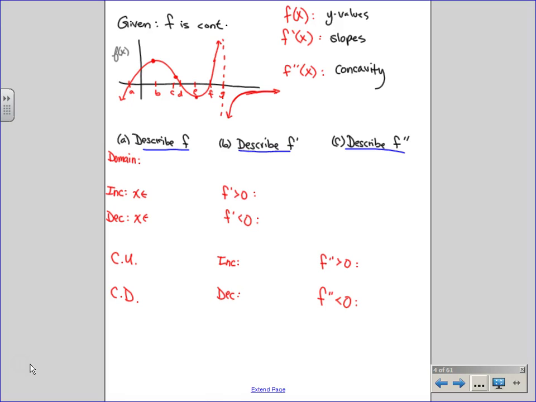Anyway, long story short. Here's a graph of the function. We talked yesterday about how if we're given an original, f prime will be the slopes, f double prime will be the concavity. We didn't get to fill in anything.